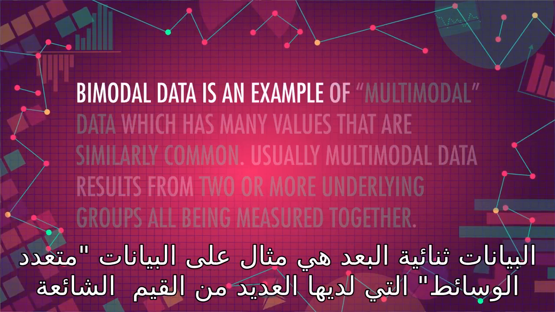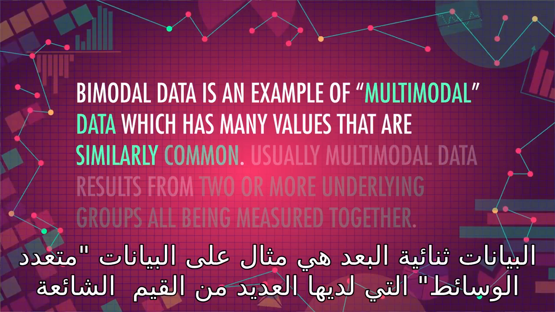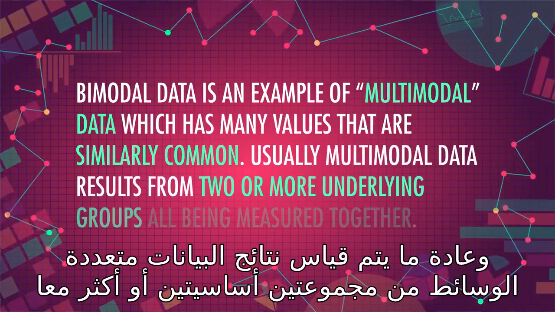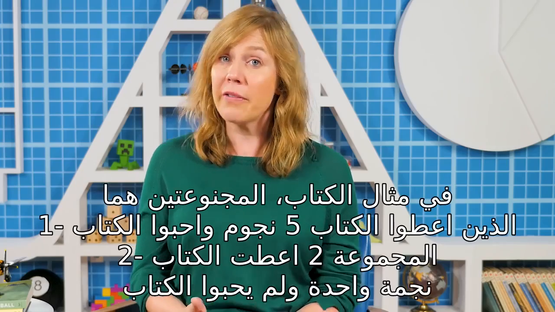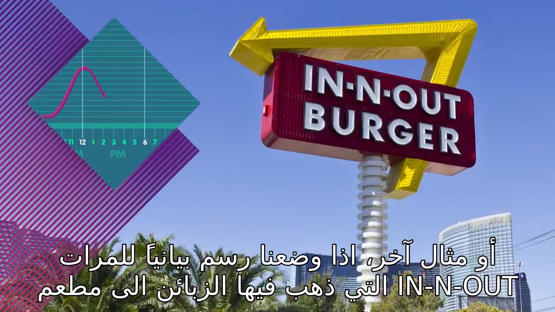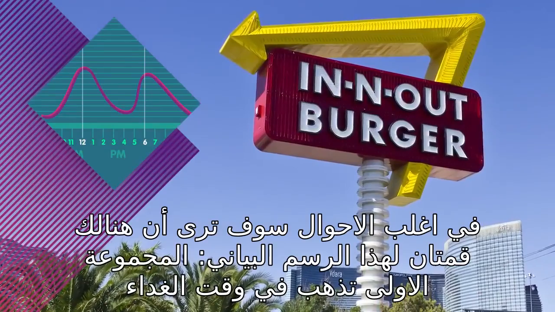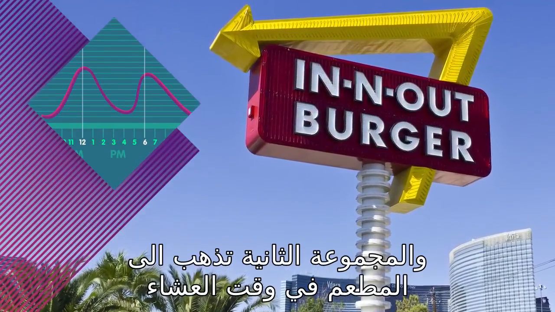Bimodal data is an example of multimodal data, which has many values that are similarly common. Usually multimodal data results from 2 or more underlying groups all being measured together. In the case of our book, the 2 groups were the love it 5-star group and the 1-star group. Or for another example, if we made a graph of the times customers went in and out, we'd probably see 2 peaks because there's 2 groups of people, one around lunchtime and one around dinner time.